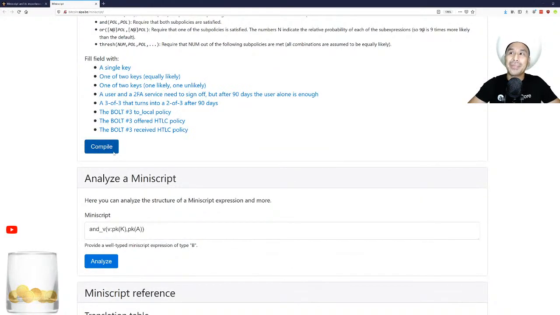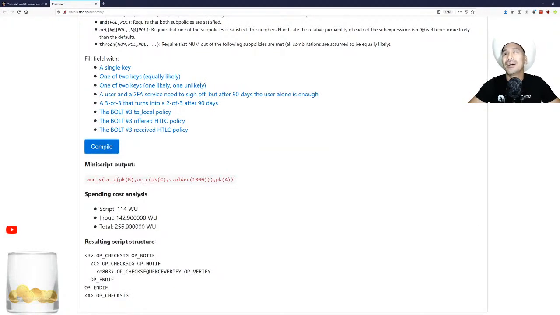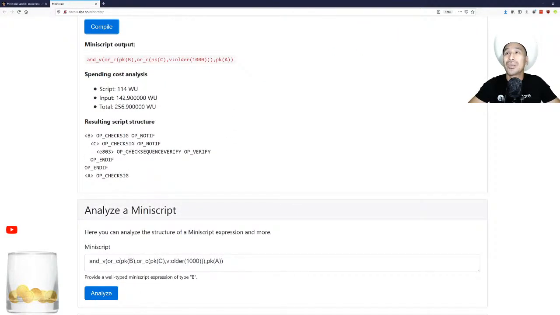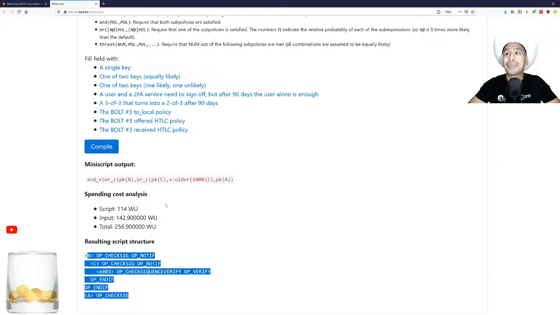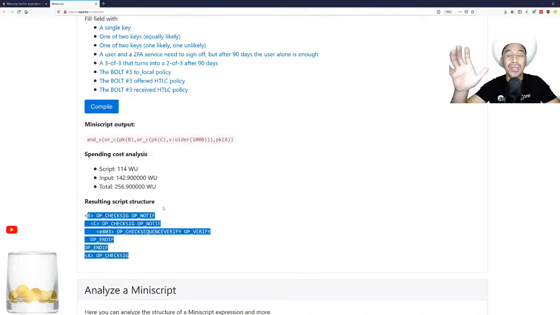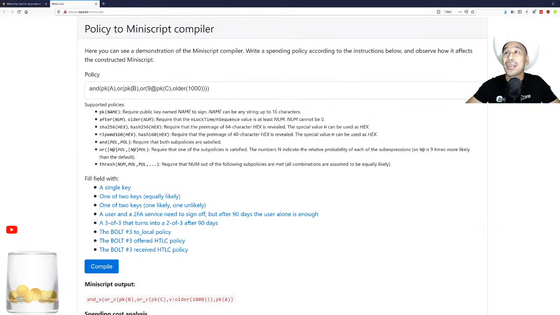And the nice thing about Miniscript is that you can compile it to script, essentially. And this is the resulting script. And these are the opcodes that you can enter into a smart contract. And that ends up being the same thing as this sort of policy language.